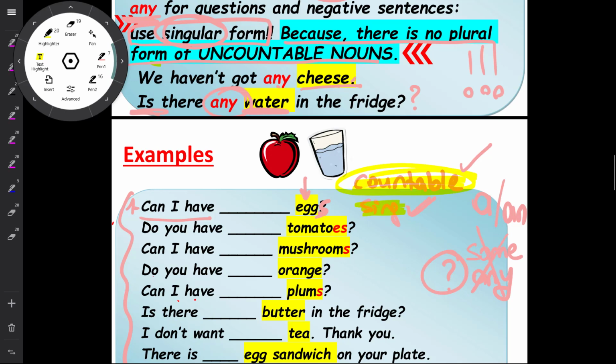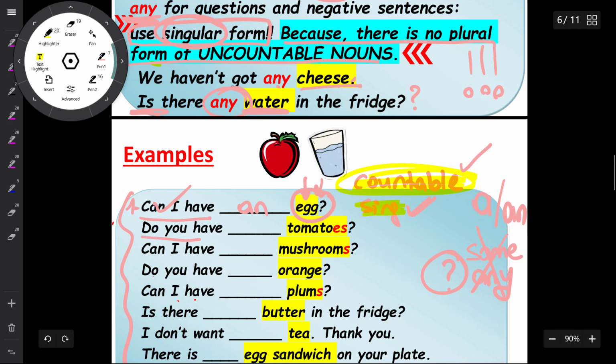We could say that, but we cannot say it in this position. Okay, we have to say an egg. Can I have an egg? Because when using some and any with countable nouns, the noun has to be plural. If it is not plural, there is only one option, a or an. Okay, that's it. The next one.